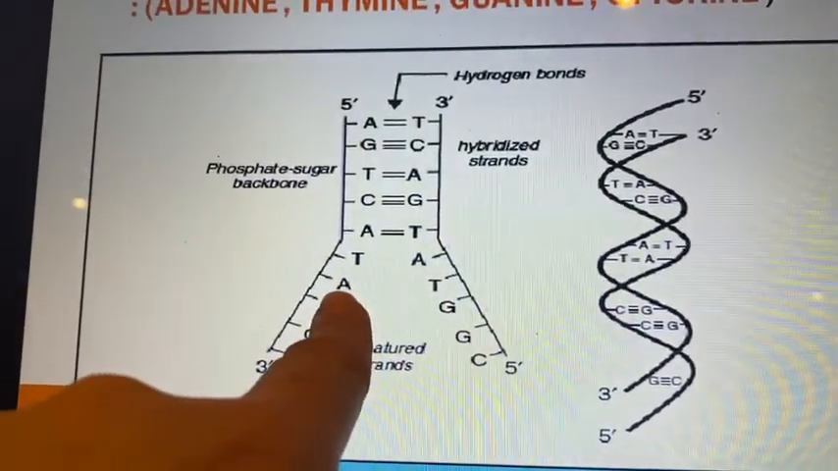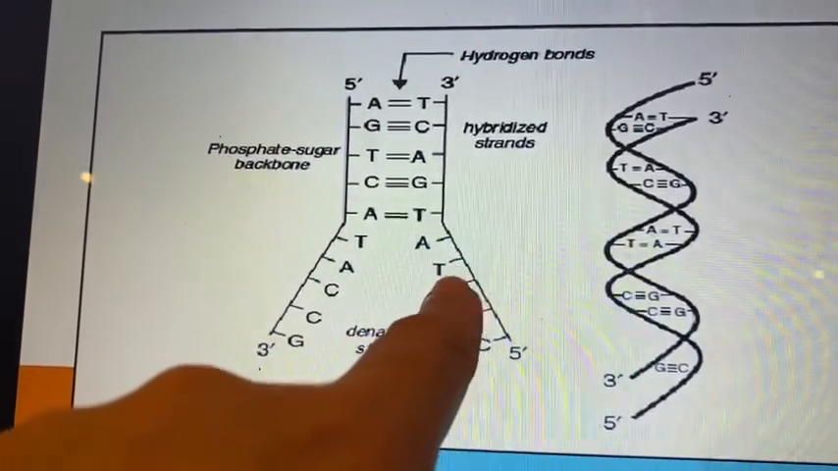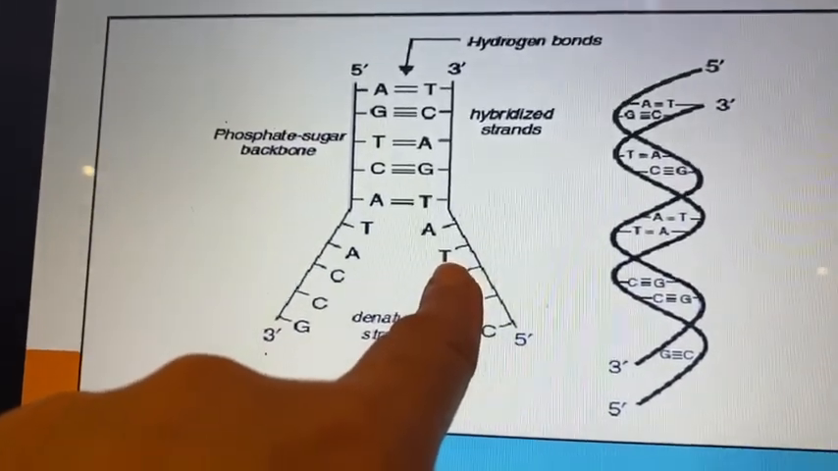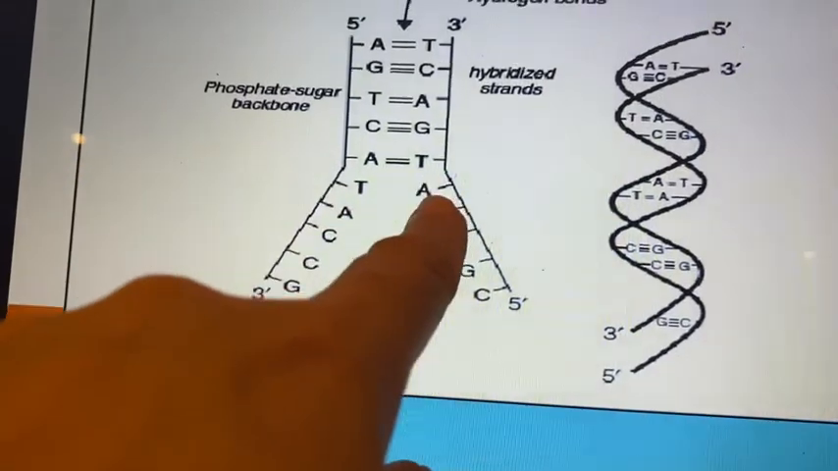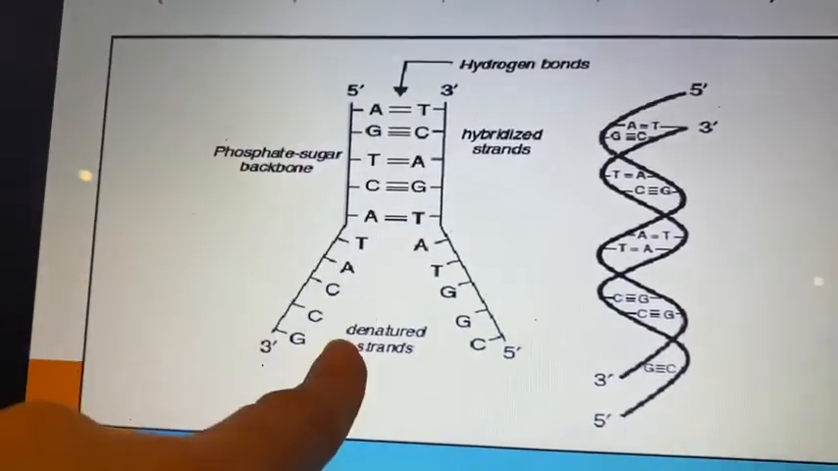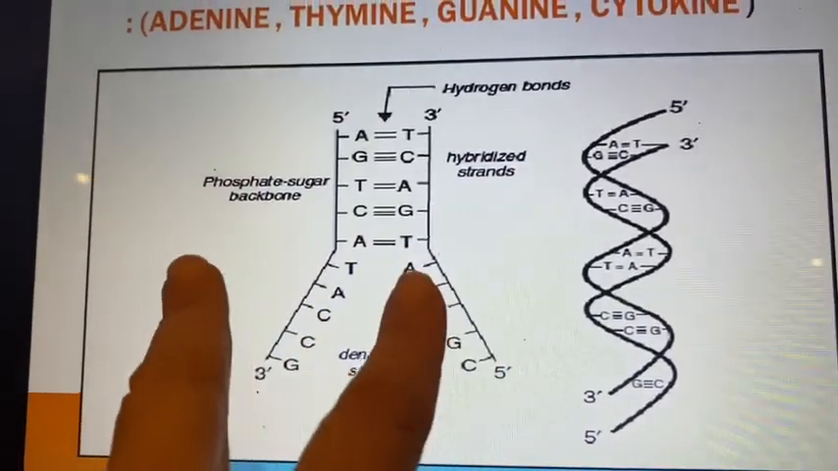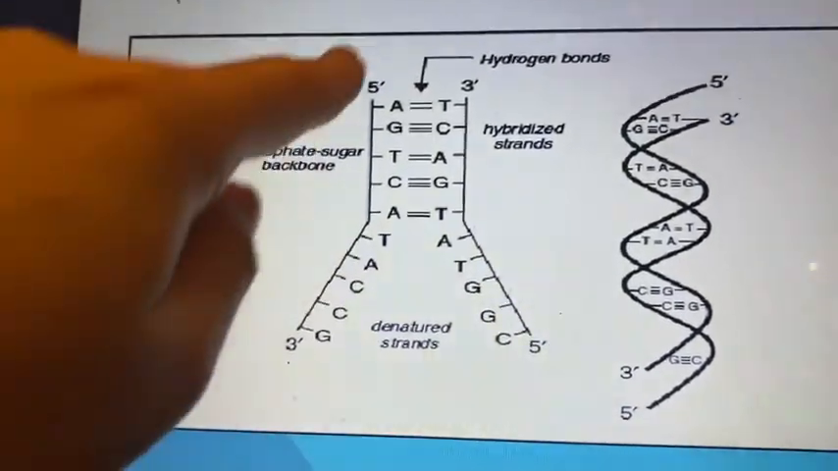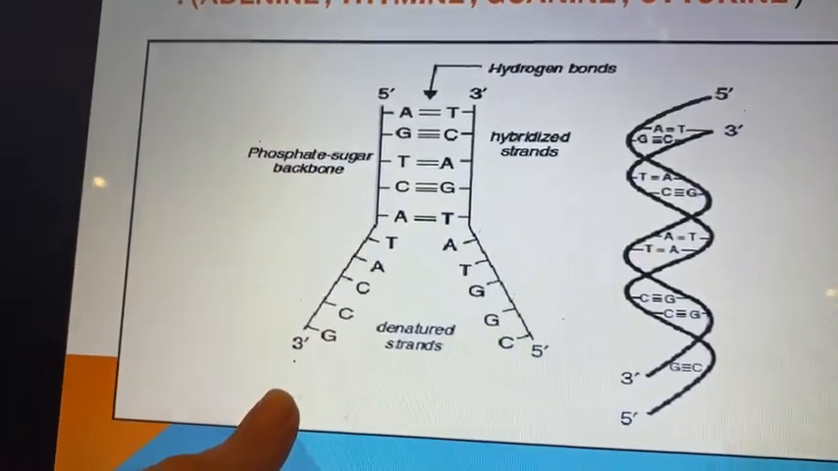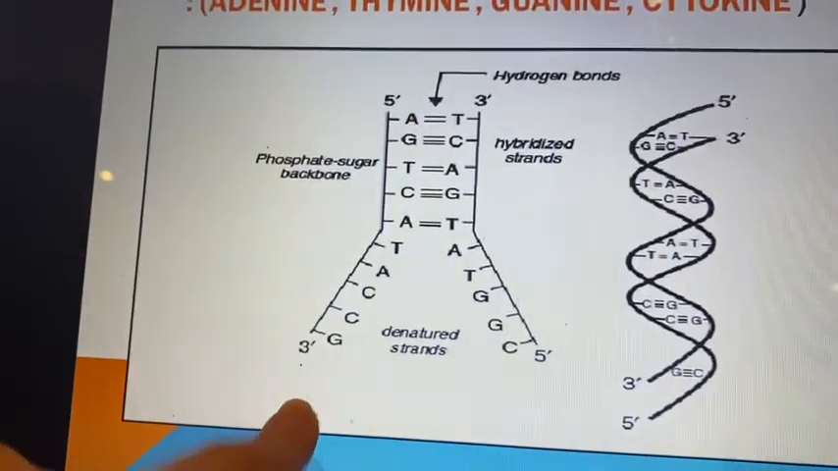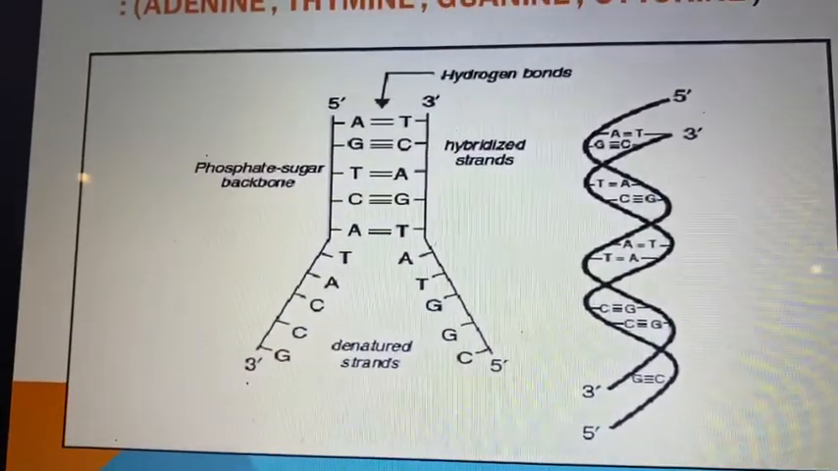If it was A, then the other base in the other complementary strand will be T, which is thymine. If it was thymine, then it will be adenine, and so on. Meaning, they figured out that these 2 strands complete one another. If they find out what is the sequence of the bases in one strand, they will get to know the sequence in the other strand.